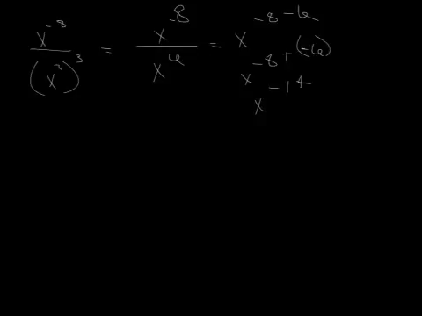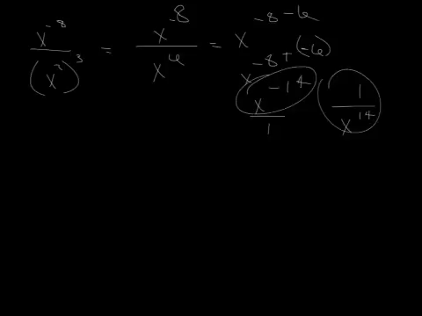Or if you want positive, because this is over 1, if you want your exponent positive, we move the x to the negative 14 down, the negative goes away, and we put a 1 on top. So either this answer or this one is correct.